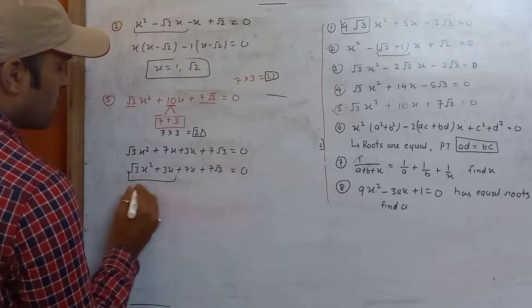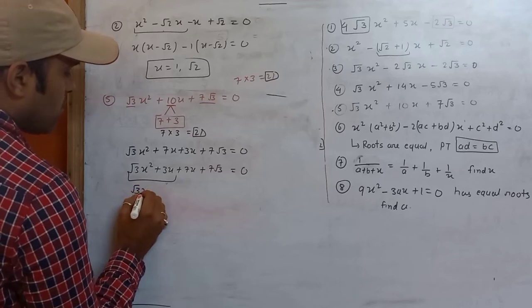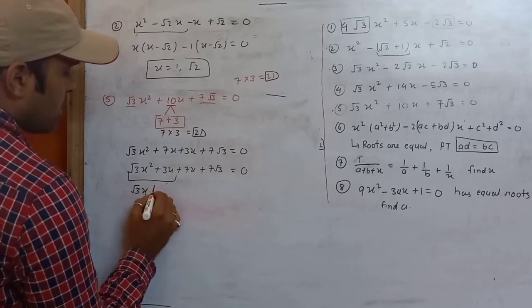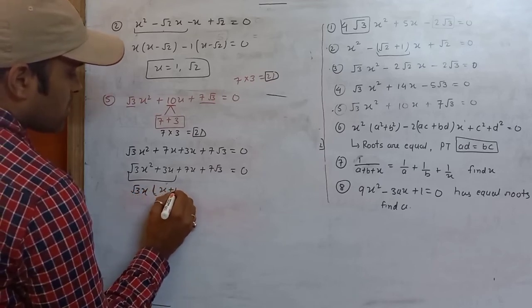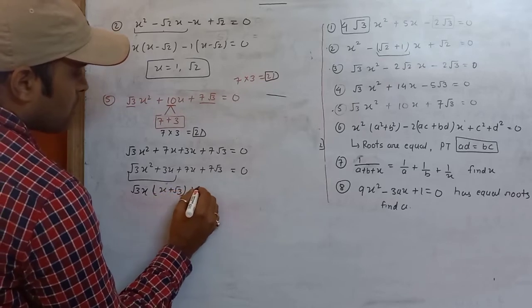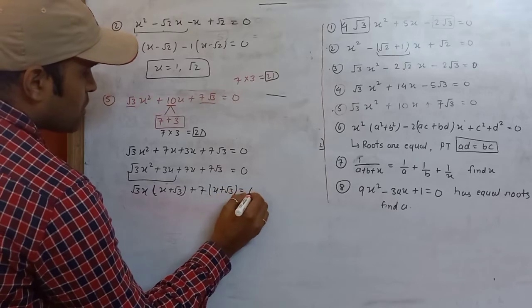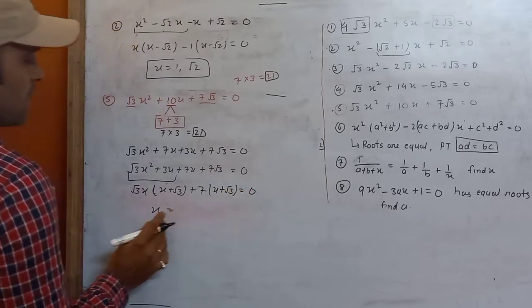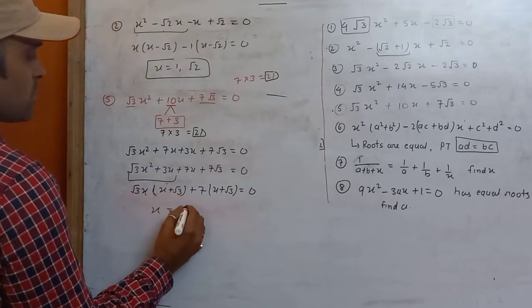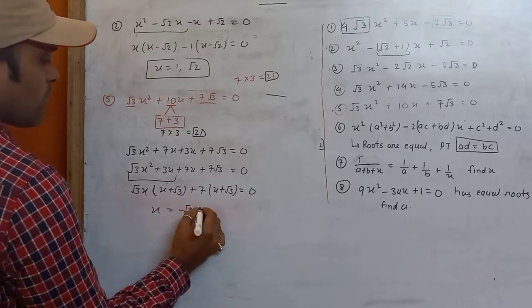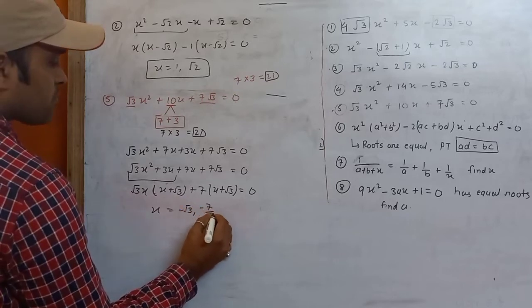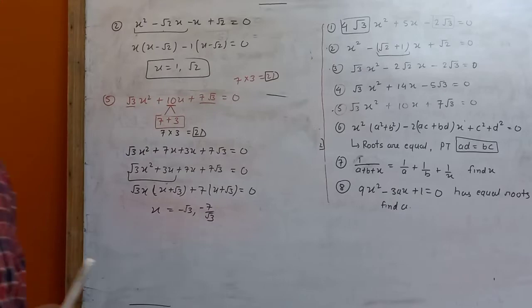From these two values, root 3 will be taken common: root 3x, and the remaining value is x plus root 3. Now 7 is taken common, and x plus root 3 is equal to 0. So x has two values: the first is minus root 3 and the second is minus 7 by root 3. This is question number 5.